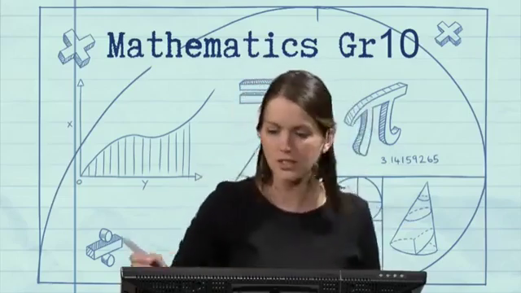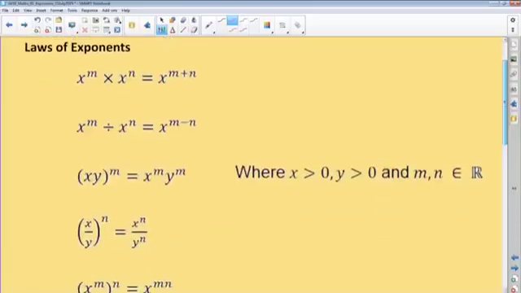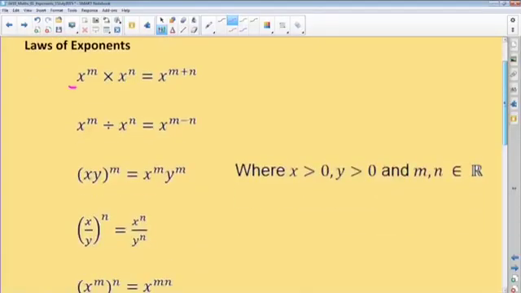Okay, so the laws of exponents. When we have two bases that are the same, over here it's an x, and they are being multiplied by each other, we can then add the exponents. And a quick example of this is 3 to the power of 2 times by 3 to the power of 4 will equal 3 to the power of 6.